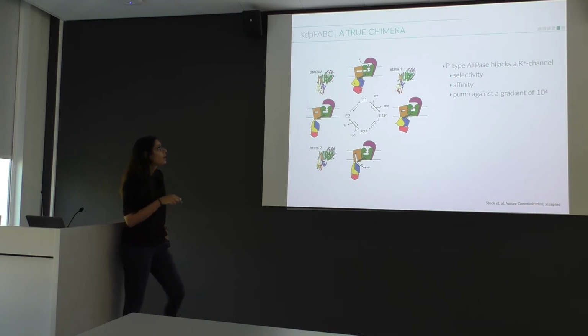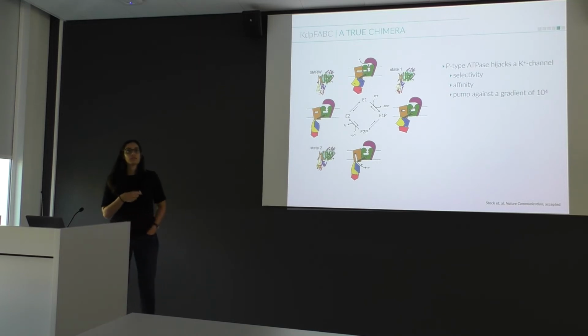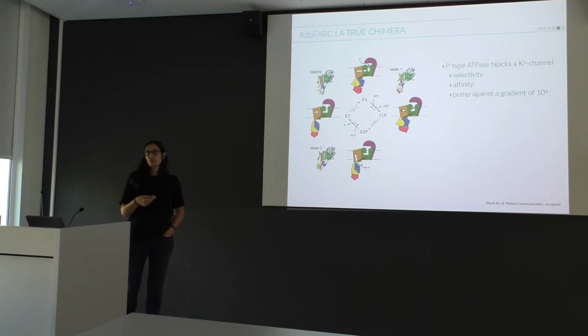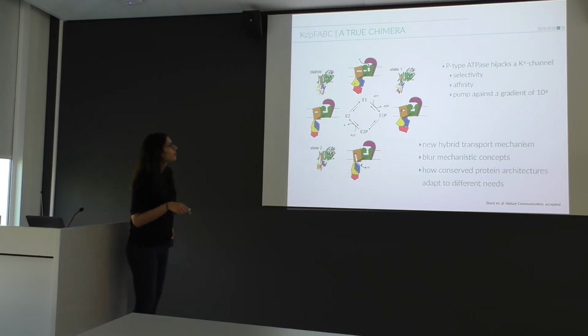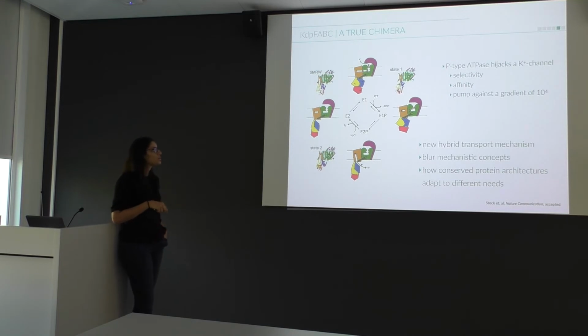cycle can begin. And this actually makes a lot of sense, because this mechanism also explains how it can pump so efficiently against such a big gradient and still retain an incredibly high selectivity and a very high affinity, which is required for, of course, this. So we believe that we can strongly propose this new hybrid transport mechanism.